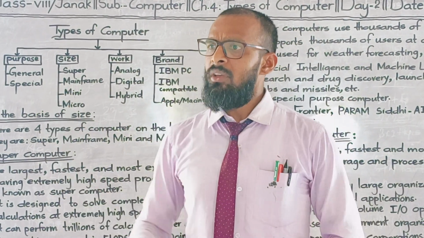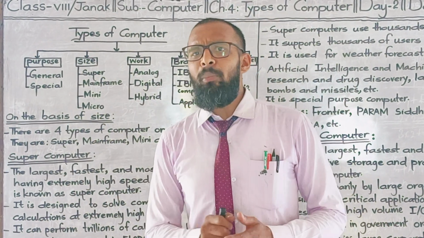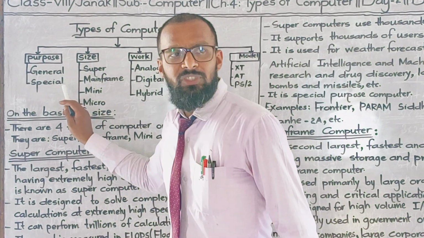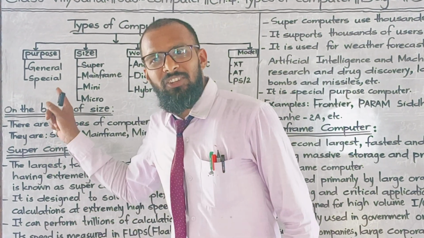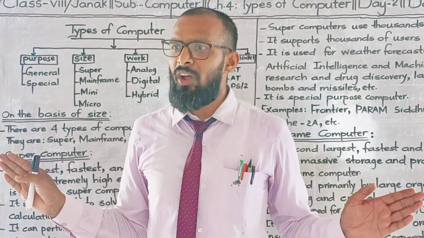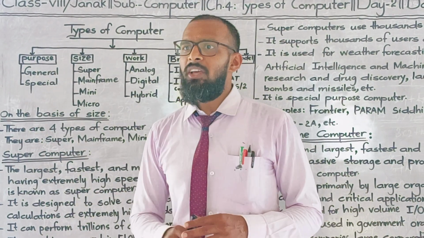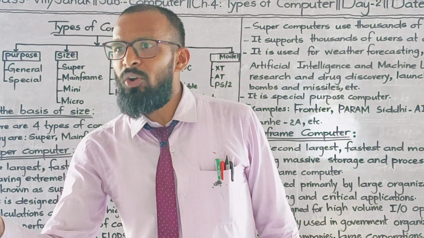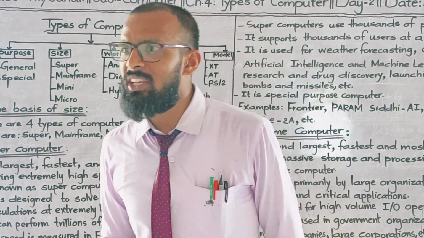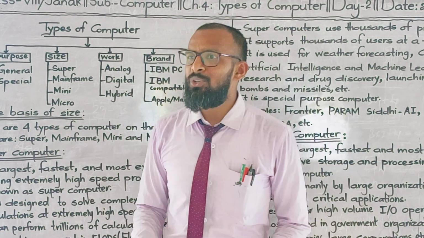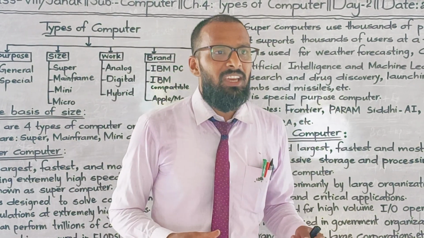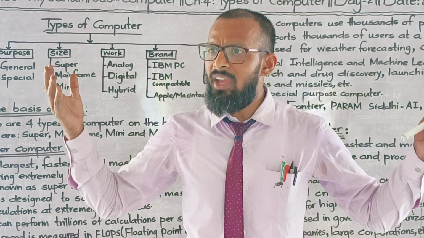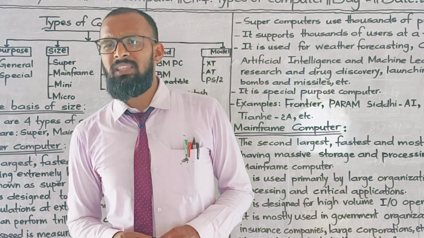Are you listening, all of you? Now I am asking you: how many types of computer are there on the basis of purpose? Two types. General purpose and special purpose. We have already discussed general purpose and special purpose computers. General purpose means the computer which is designed to solve general work, or designed for the general user, like laptop computer, desktop computer, PDA. These are general purpose computers. The cost of a general purpose computer is inexpensive, not expensive.